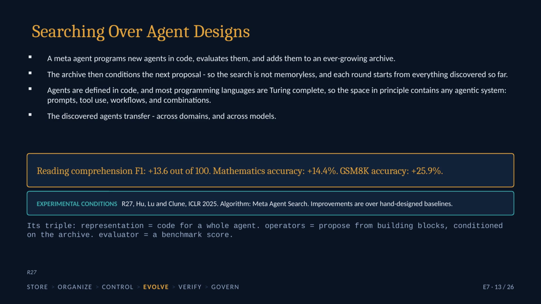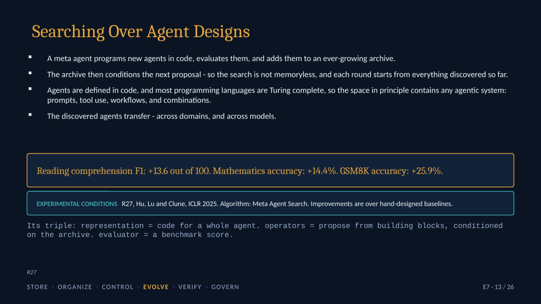The second method searches over agent designs rather than over text. A meta-agent programs new agents in code, evaluates them, and adds them to an ever-growing archive, and the archive conditions the next proposal, so the search is not memoryless. Each round starts from everything discovered so far.